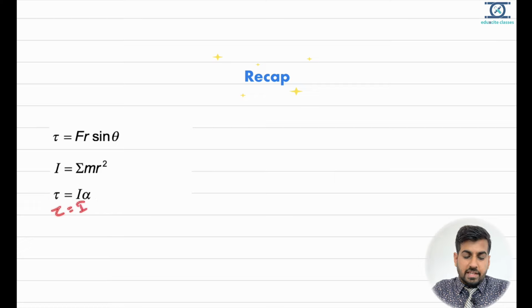Torque equals I times alpha. Alpha is the angular acceleration. Also, if you remember from the mechanics, this can be written as force equals mass times acceleration. So mass is represented by the moment of inertia, acceleration by angular acceleration, and the net force is represented here by torque. So you can draw the analogy with the formulas that we have discussed earlier.